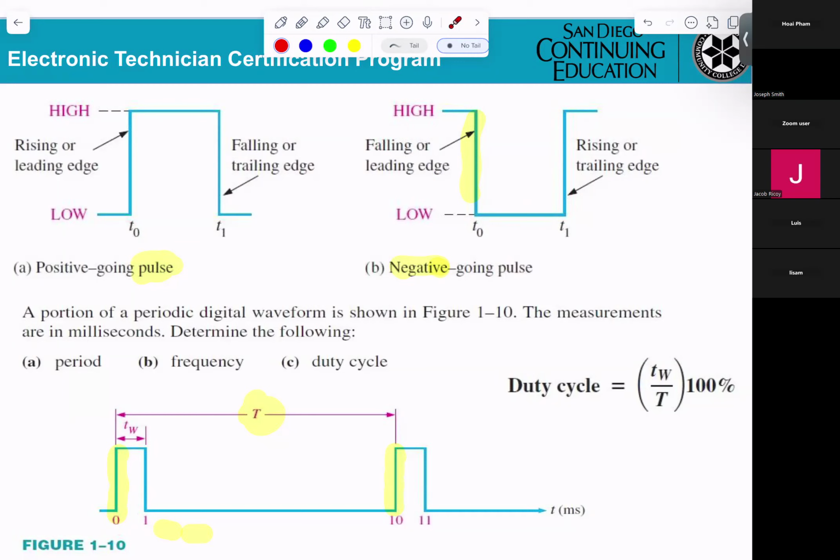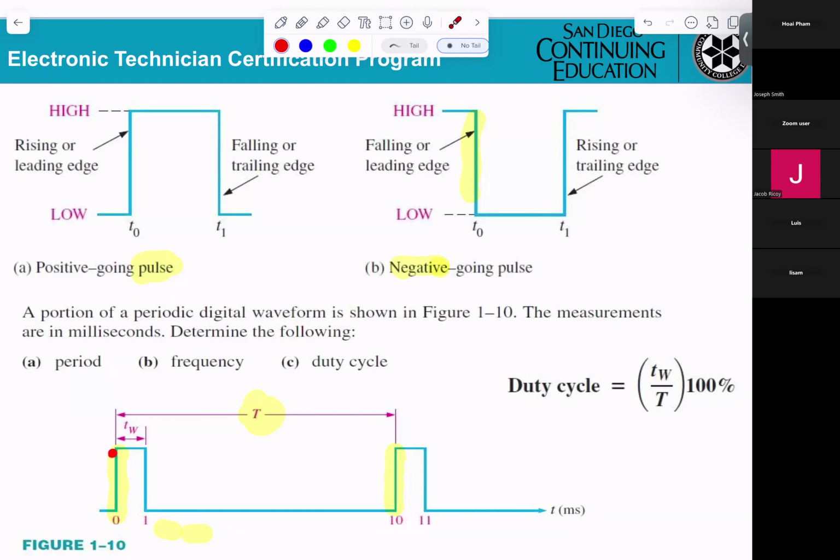When you see the signal here, you have to know this is a positive, this is a negative, positive. Which one will be leading, trailing, okay, trailing, leading, okay. A portion of a periodic digital waveform, okay. If you see this signal, measurement in milliseconds, determine the following.